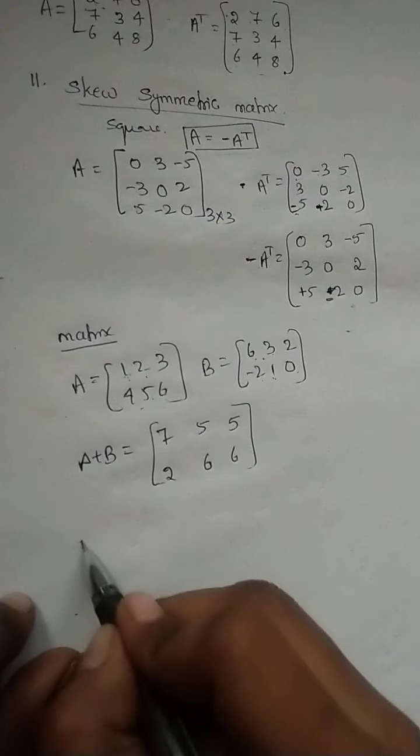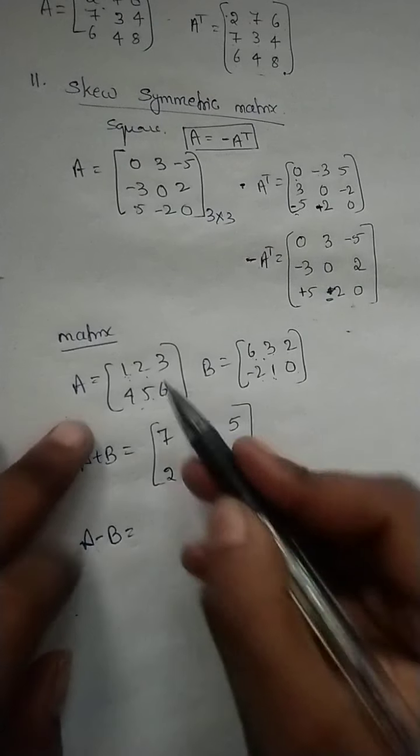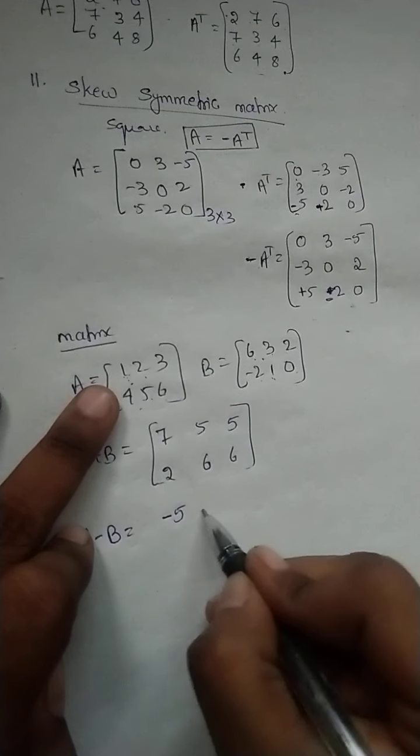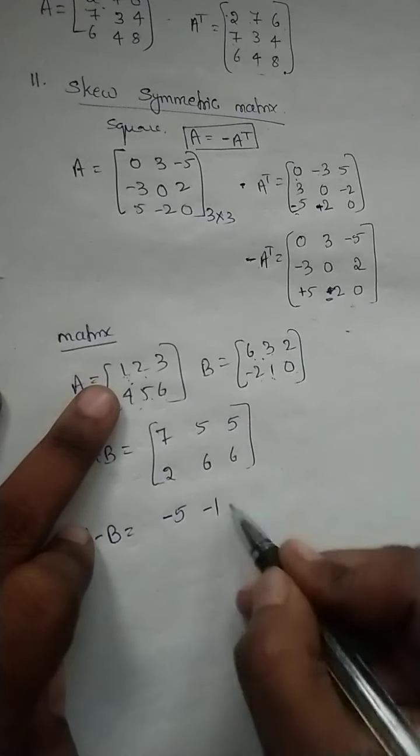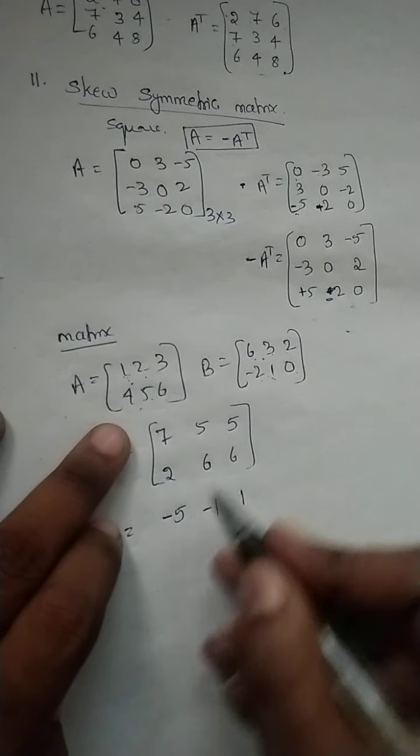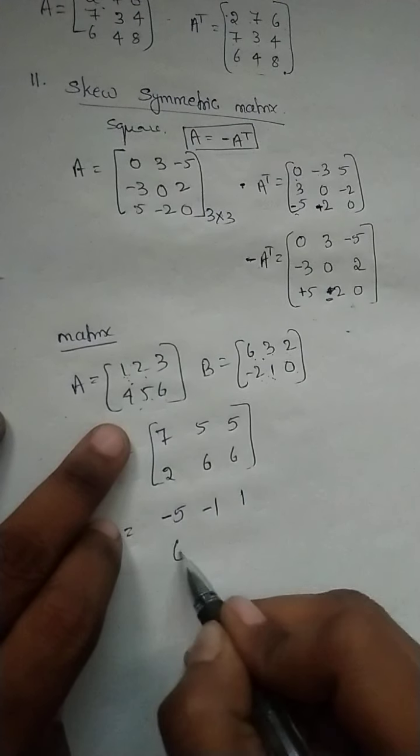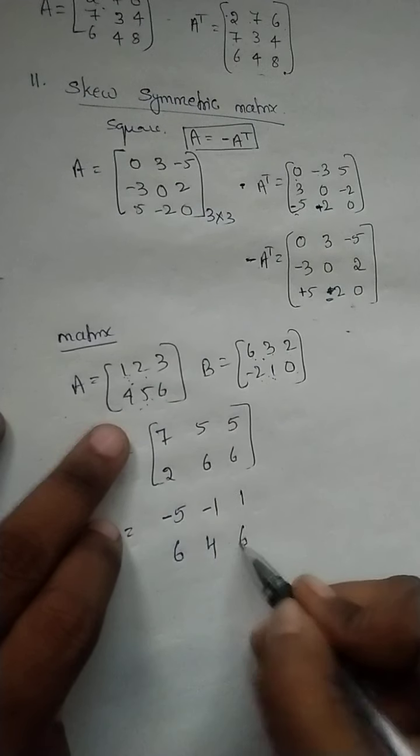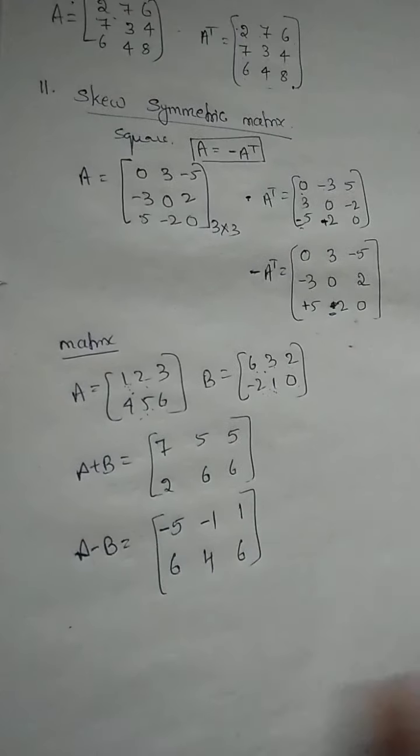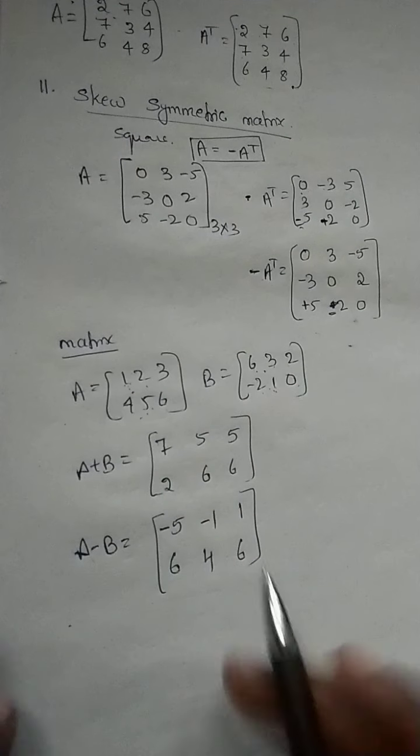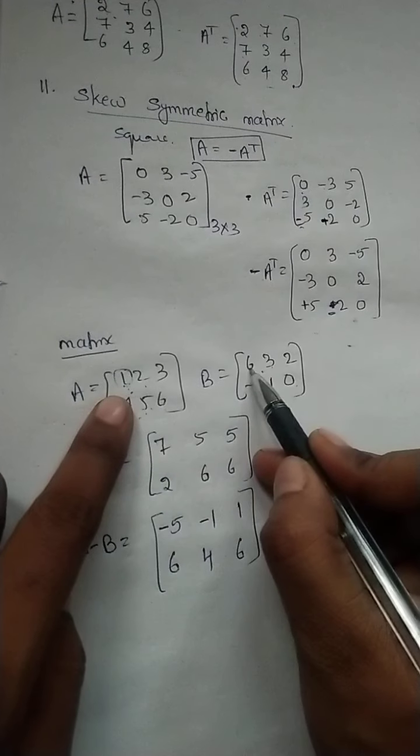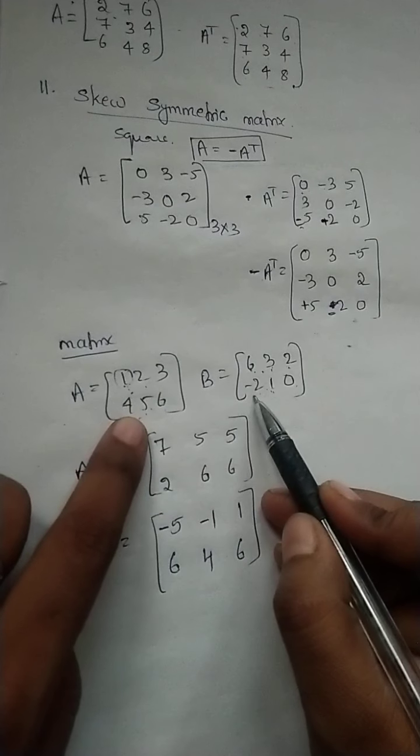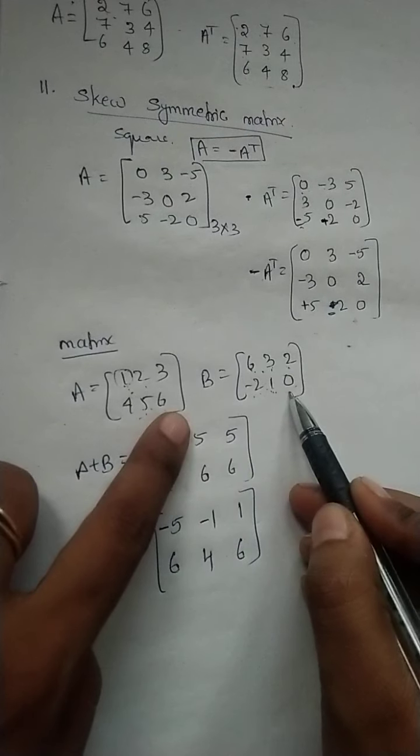So if you do A minus B: 1 minus 6 is minus 5, 2 minus 3 is minus 1, 3 minus 2 is 1, 4 minus 2 is 2, 5 minus 1 is 4, 6 minus 0 is 6. This is how you have to do addition and subtraction of matrices, particular element by element: 1 with the 6, 2 with the 3, 3 with the 2, again 4 with the 2, 5 with the 1, and 6 with the 0.